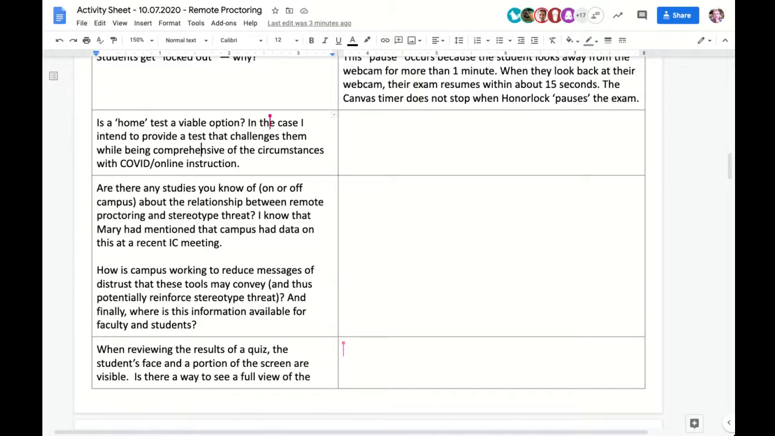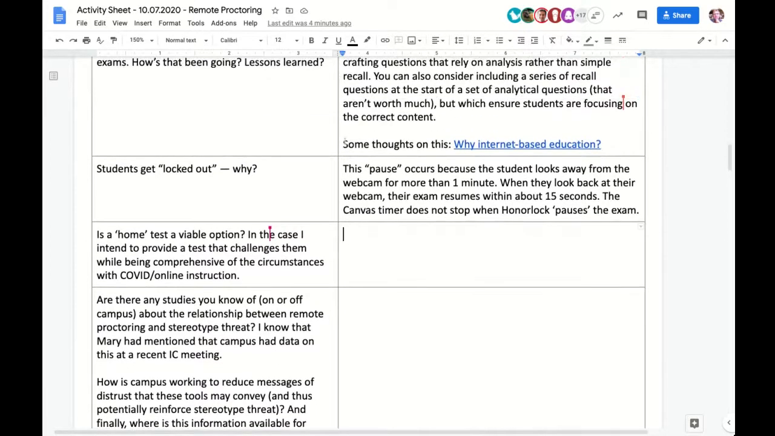And so what I was thinking is, if you as an instructor want to make a test that is challenging enough but still comprehensive of the circumstances, where they would not be able to ask questions during the test, and they probably will be able to collaborate among students if that's something you want, is a home test still viable during this online instruction if you want all that at the same time? Yeah, okay. Thank you for elaborating on that.